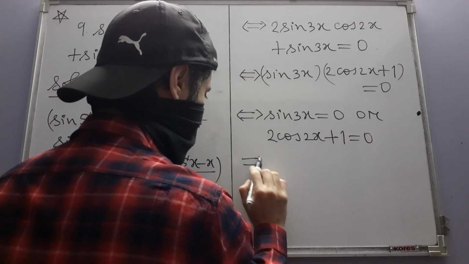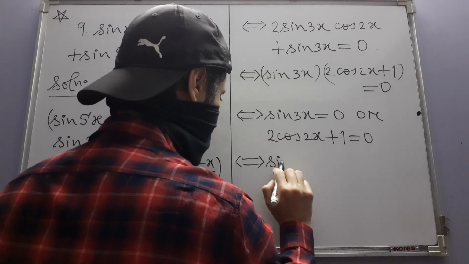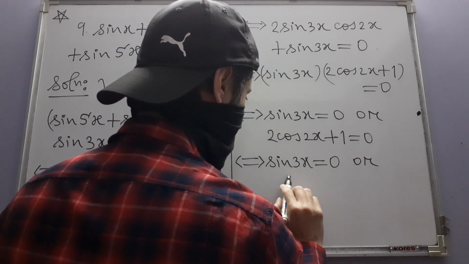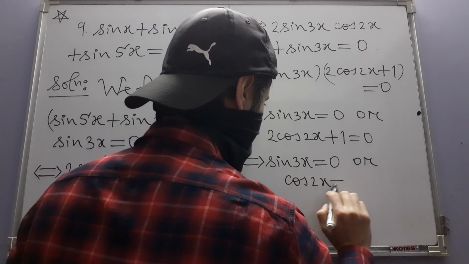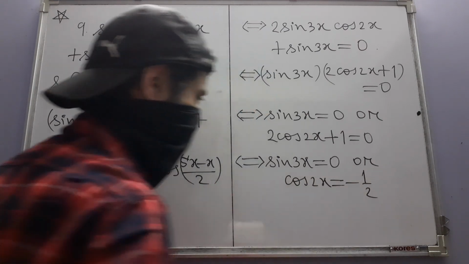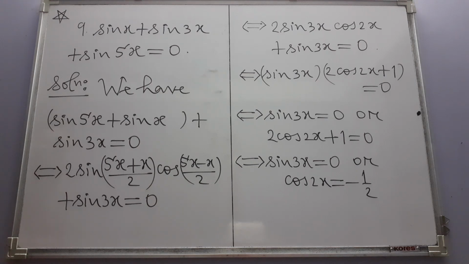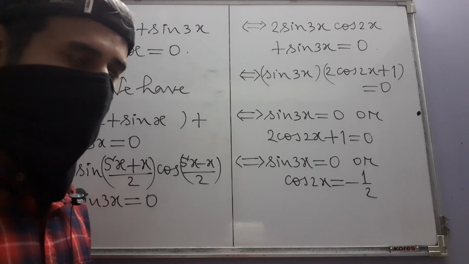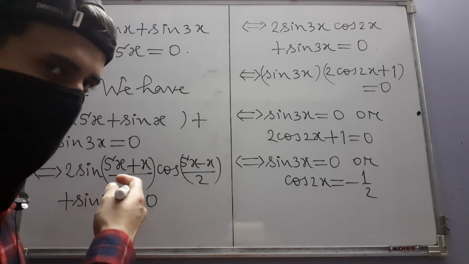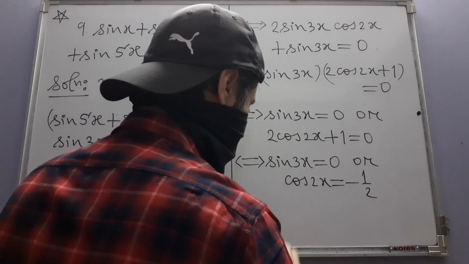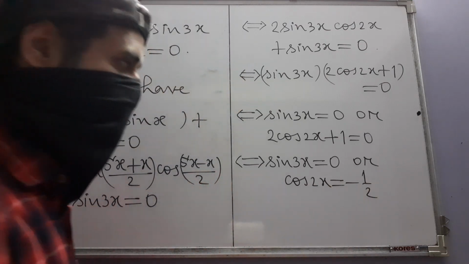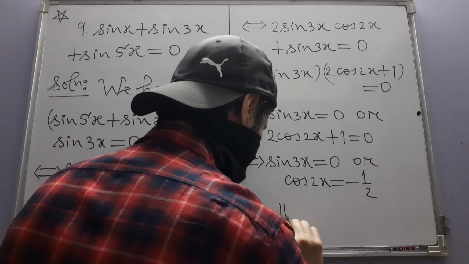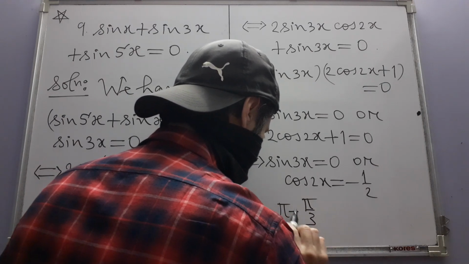Again, we are going to have a negative value, or cos 2x equals minus 1 over 2. And again, cosine is negative in the second quadrant because on this side. And which angle has its cosine equal to 1 over 2? 60 degree, or pi over 3 radian. So pi minus pi over 3.